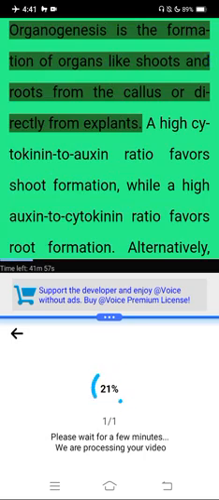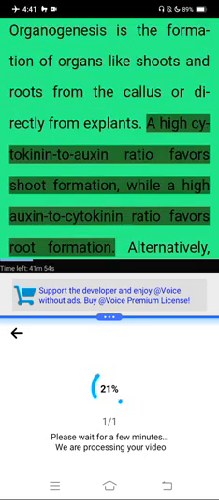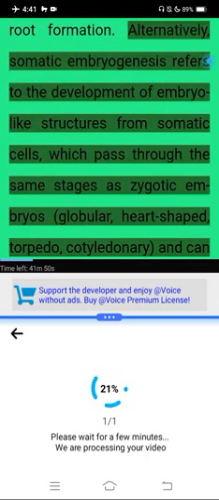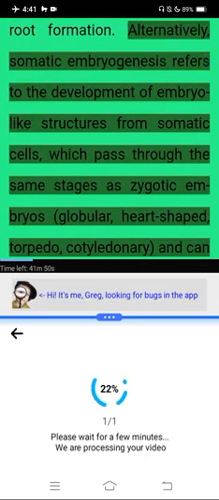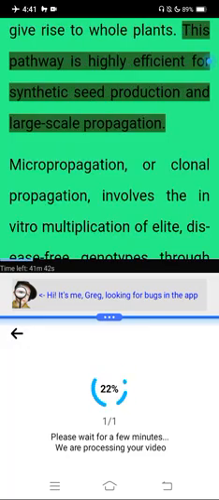Organogenesis is the formation of organs like shoots and roots from the callus or directly from explants. A high cytokinin to auxin ratio favors shoot formation, while a high auxin to cytokinin ratio favors root formation. Alternatively, somatic embryogenesis refers to the development of embryo-like structures from somatic cells, which pass through the same stages as zygotic embryos: globular, heart-shaped, torpedo, cotyledonary, and can give rise to whole plants. This pathway is highly efficient for synthetic seed production and large-scale propagation.